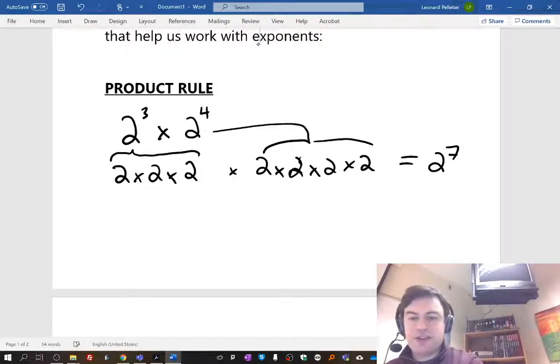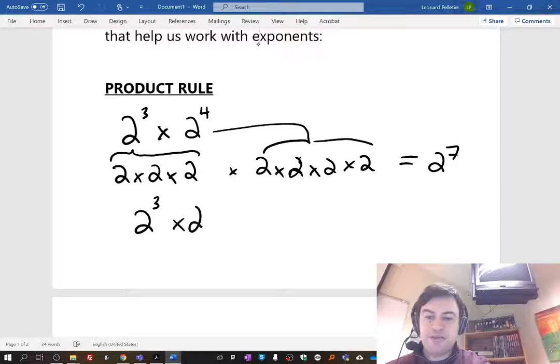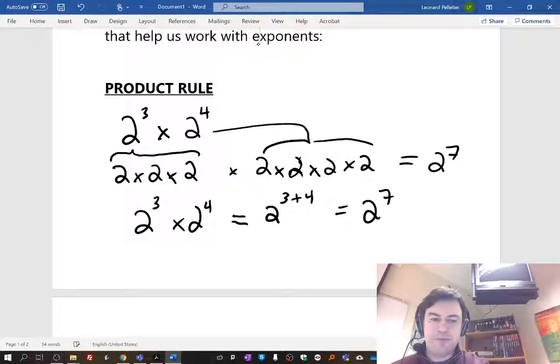So it turns out that when you multiply powers with the same base, 2 to the 3 times 2 to the 4, for example, you don't actually have to do all this expanded form stuff every time. You could just add your exponents together. Do you see how 3 and 4 gave us 7? So this worked out to be 2 to the power of 3 plus 4, which equals 2 to the power of 7. So that's the product rule. It's a shortcut way of dealing with multiplying powers of the same base.